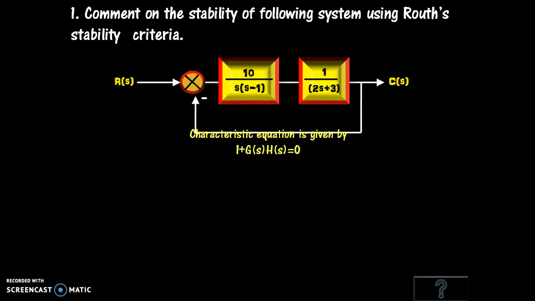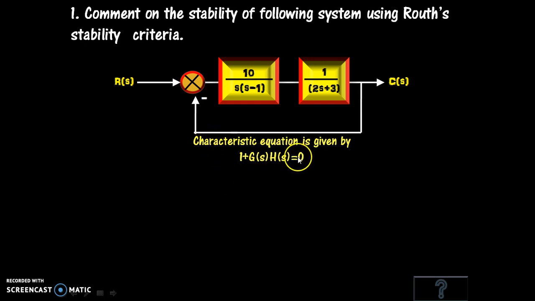So simply, 1 plus g of s into h of s is equal to 0, because the transfer function of the closed loop system is given by g of s upon 1 plus g of s into h of s. Okay, because here we are having the negative feedback. So 1 plus g of s into h of s in the denominator, equated to 0, gives us the characteristic equation. So we are having g of s as the multiplication of these two blocks and h of s is equal to 1. After solving this, we got the characteristic equation 2s cube plus s square minus 3s plus 10 is equal to 0.